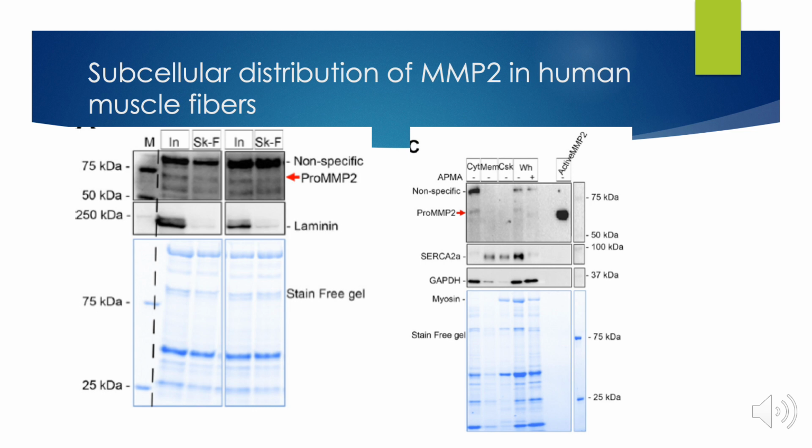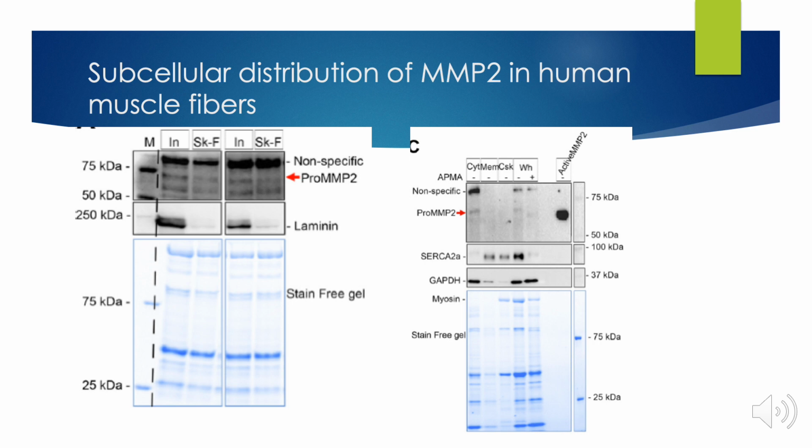On the right-hand side, a Western blot of human vastus lateralis muscle is shown. The muscle was treated with APMA, which converts pro-MMP2 to active MMP2. The researchers completed a fractionation of whole homogenates of human vastus lateralis muscle into cytosolic, membrane, and cytoskeletal fractions. Muscles were probed for MMP2, SERCA2A, and GAPDH using the respective antibodies. GAPDH served as a loading control.